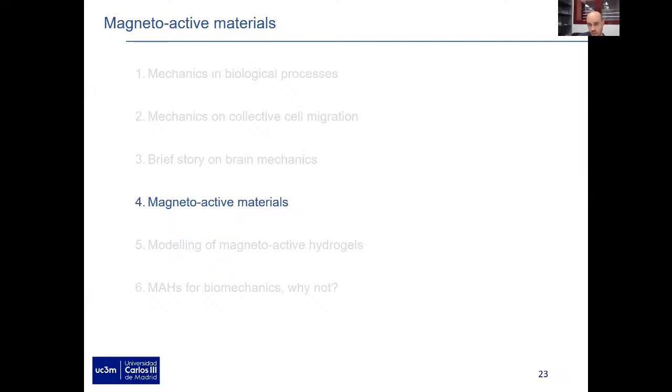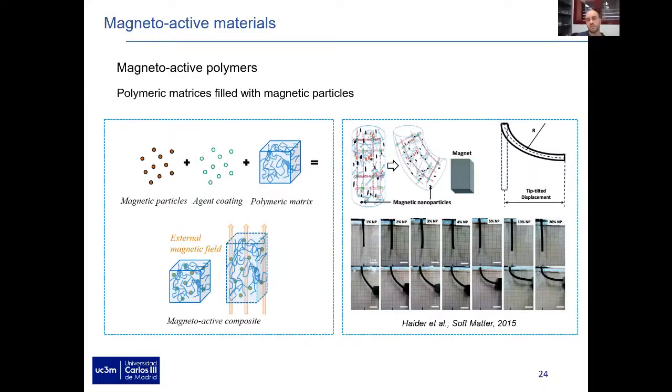So let me introduce now magneto-active polymers. I'm aware that Costas and other people in your lab actually have much more experience than me playing with magneto-active polymers. So just to conceptualize, this is a kind of smart composite, right? It is composed of a polymeric matrix, and we can fill that with some magnetic particles.